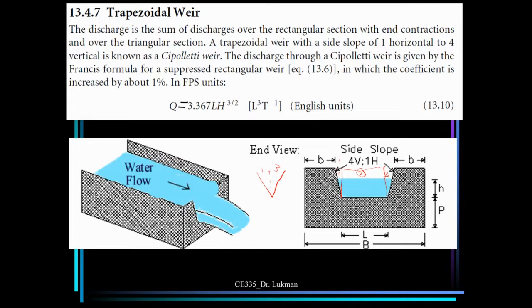The discharge through a Cipolletti weir is given by the Francis formula for a suppressed rectangular weir, in which the coefficient is increased by about 1%. So this is the Francis formula. Okay, the units are in English units, 3.367 L h to the power 3 over 2.